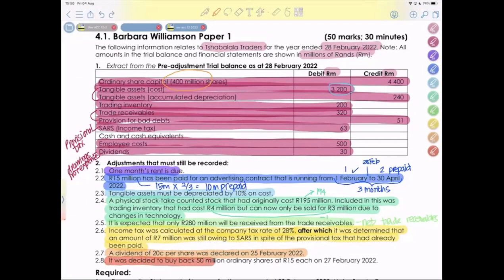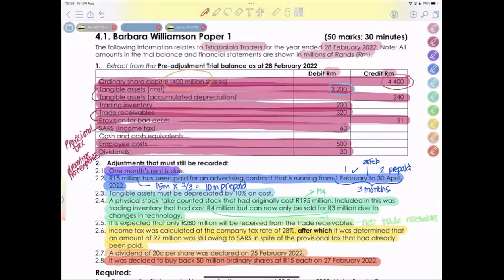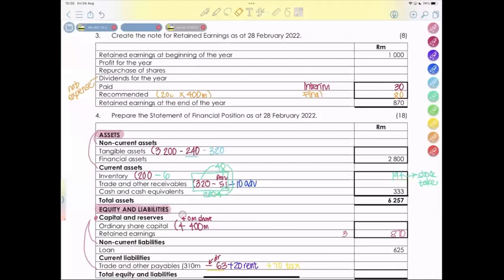It was decided to buy back 50 million ordinary shares at 15 Rand each on the 27th of February. Since there were no other shares issued or anything else happening during the year, that means that we can use the original amounts of the 4,400 and the 4 million shares that were given to us over here at the beginning to calculate your average share price. The other way of doing it is just go and have a look. And in fact, I would argue that this is a little bit easier even.